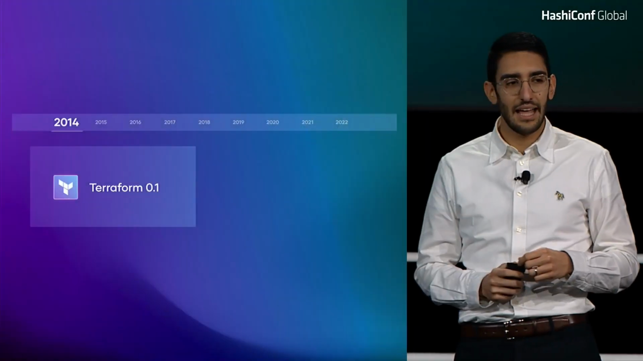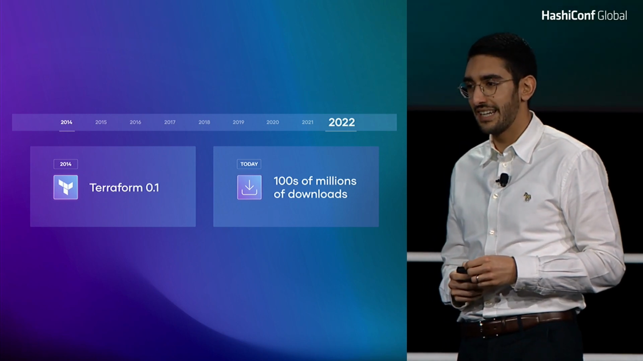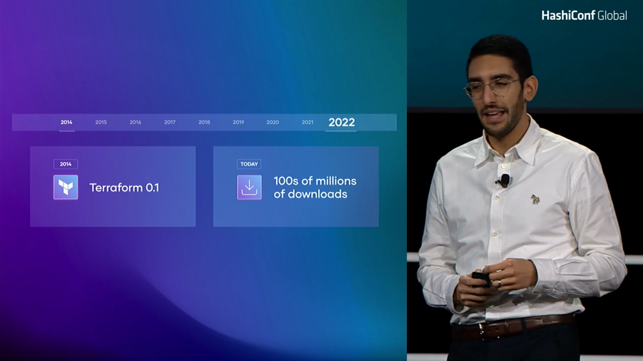Hard to believe Terraform 0.1 was almost 8 years ago, right? 2014 is when we first released it. And today, when we talk about it, it does over 100 million downloads a year. So just a crazy, crazy difference from where we started.